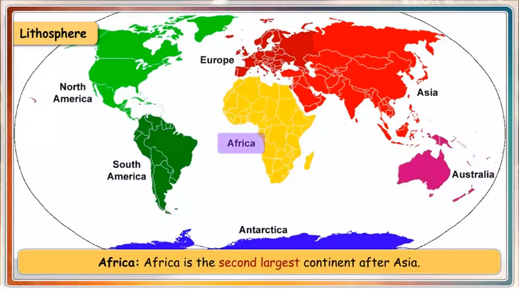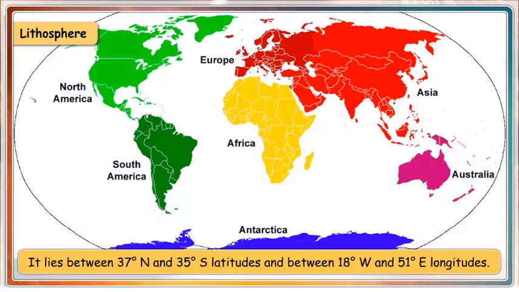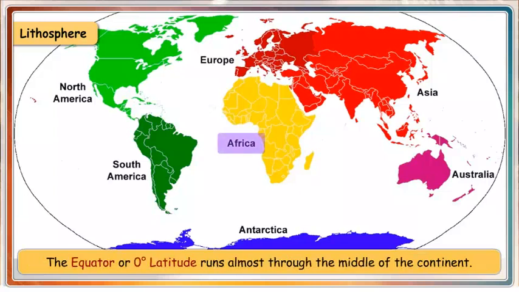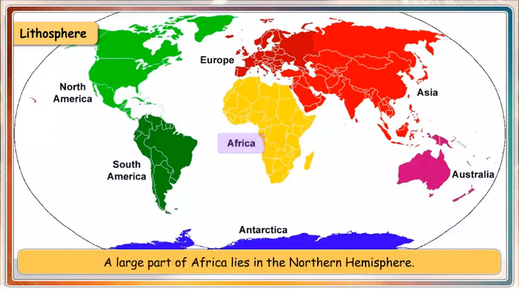Africa. Africa is the 2nd largest continent after Asia. It lies between 37 degrees north and 35 degrees south latitudes and between 18 degrees west and 51 degrees east longitudes. The equator or 0 degree latitude runs almost through the middle of the continent. A large part of Africa lies in the northern hemisphere.